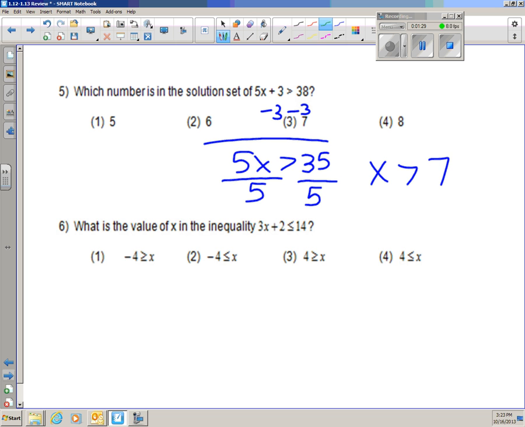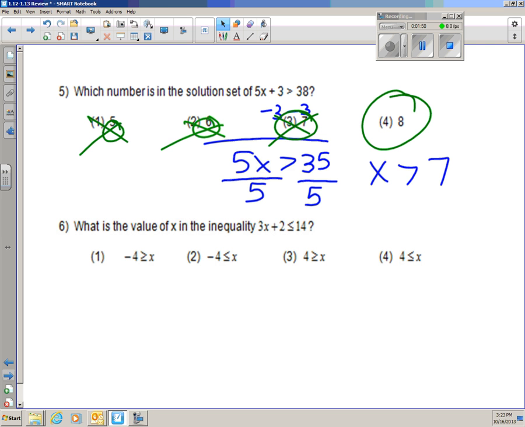Now I'm going to test all my choices. Is 5 greater than 7? No. Is 6 greater than 7? No. Is 7 greater than 7? No. Is 8 greater than 7? Yes. 8 is the only value in the solution set. Remember, 7 is not more than 7. 7 is equal to 7. Be careful.